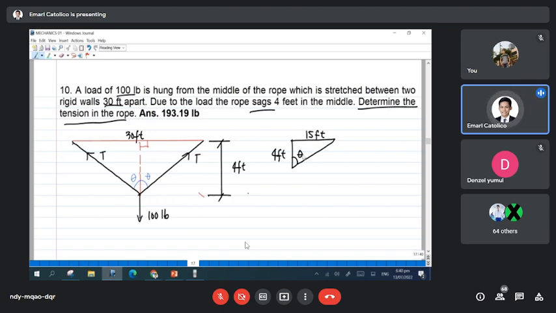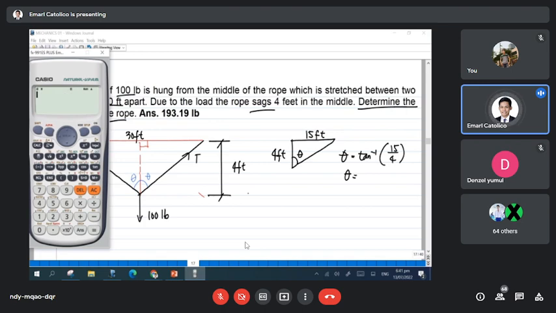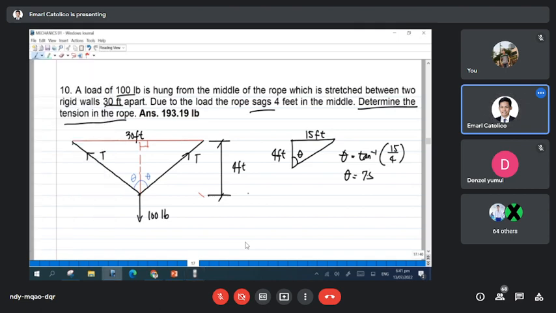So what is a good approach here? Tangent, opposite over adjacent. So, tangent inverse. So theta is tangent inverse of opposite divided by adjacent. So you can solve theta. So, shift tan, 15/4. There, so 75.07 degrees. So that is the value of your theta.